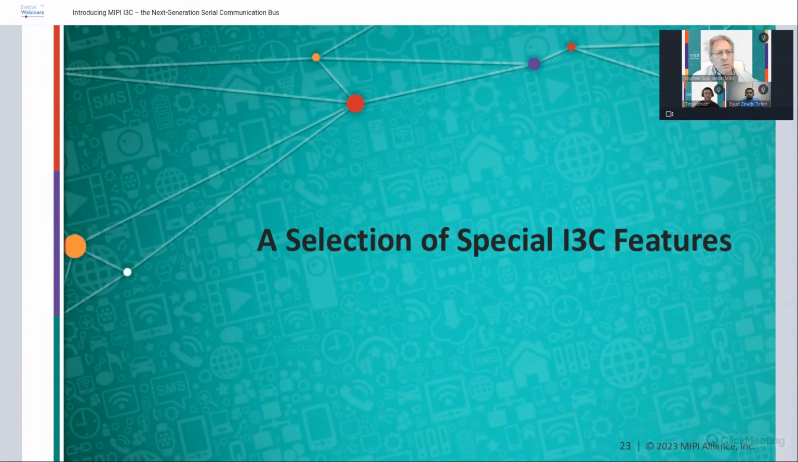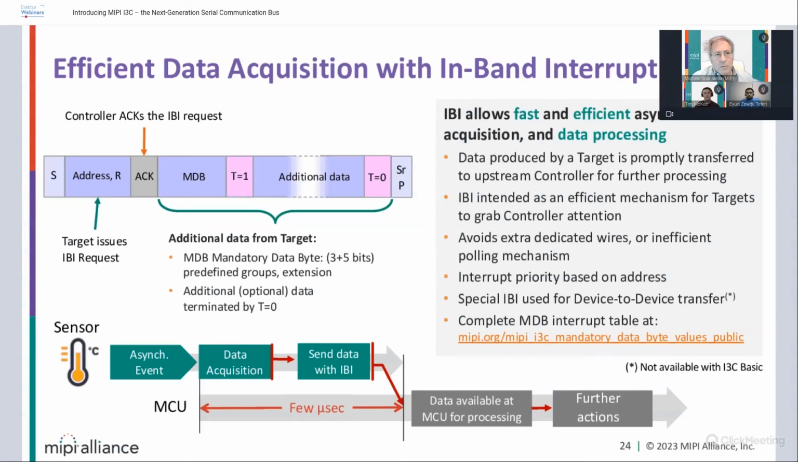Now I will show a few examples of functions that you find no equal in the other buses. The first one is the in-band interrupt. This is one of the cases where the broadcast address rule for the first byte is not observed. A target can pull down the SDA line. The controller will clock it, and the target will emit its own address. This flags that it's generating an interrupt, so the controller can acknowledge. You have it very fast, and you don't need extra wires or other procedures.